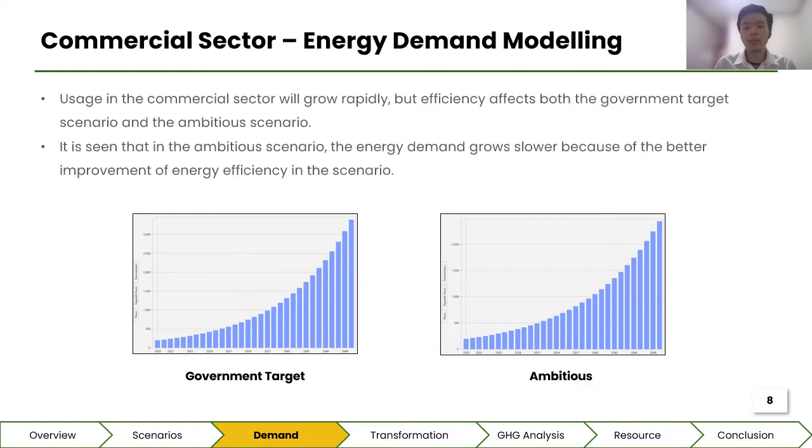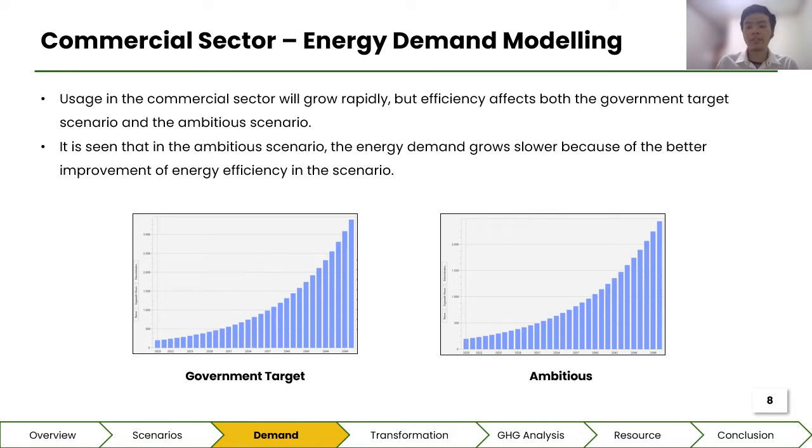So now we are talking about the commercial sector. Usage in the commercial sector will grow rapidly, but efficiency affects both the government target scenario and the ambitious scenario. As you can see below, in the ambitious scenario, the energy demand grows slower because of the better improvement of energy efficiency in this scenario.